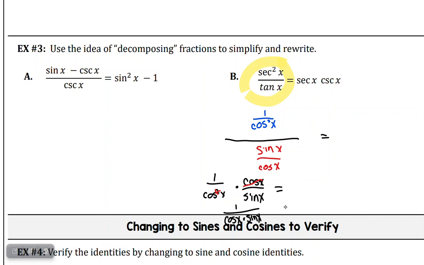And sometimes I like to work off of both sides of the equation. Secant becomes 1 over cosine x. Cosecant becomes 1 over sine of x. And we can kind of put that together. And you see then they are verified with each other.